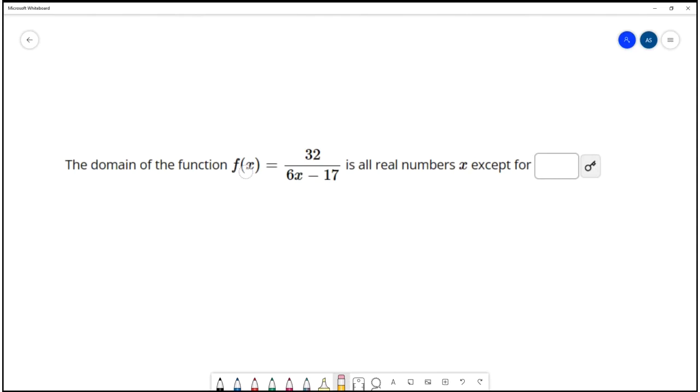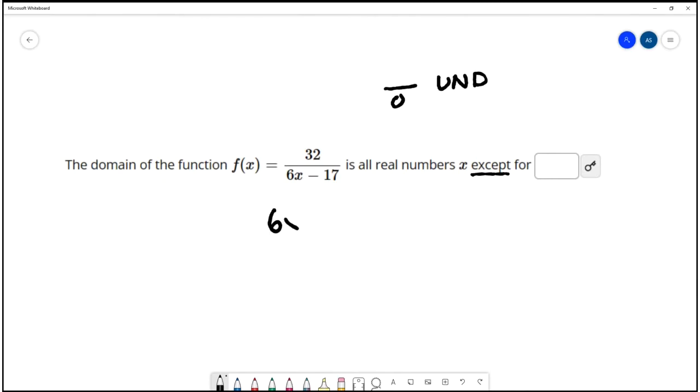So as we look at this function, we notice that we have a variable in the denominator. This kind of function is called a rational function. And when we have a variable in the denominator, our concern is division by zero. Dividing by zero is an operation that is undefined. So we want to exclude any numbers that cause the denominator to be zero.